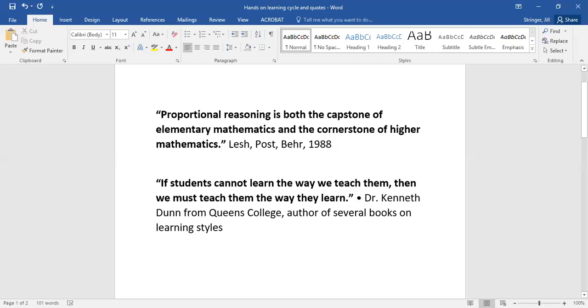Proportional reasoning is both the capstone of elementary mathematics and the cornerstone of higher mathematics. So proportional reasoning is used from when students are young all the way through that progression of their mathematics career. And in real life, there are a lot of situations where proportional reasoning is used. So if we don't get these concepts down, so there's strong conceptual understanding when students are young, then they're not going to have it when they're in middle school, when they're in high school, and in real life.